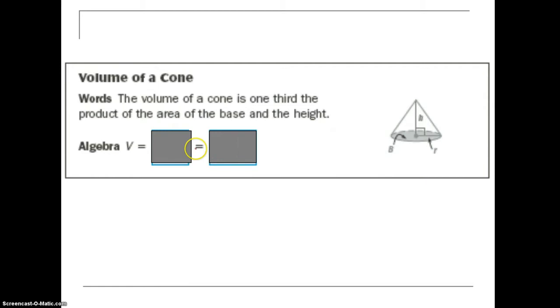Volume of a cone. Here's the generic formula, but the more specific one is 1/3 times pi times r squared times the height of the cone. You can see the height of a cone goes from the center of the circle to the top of the vertex. The radius is half the circle.